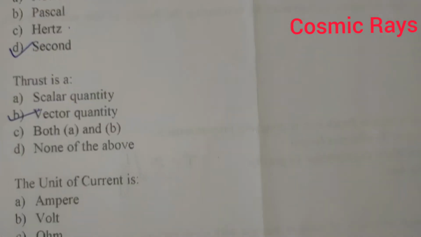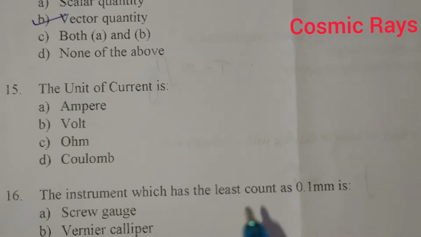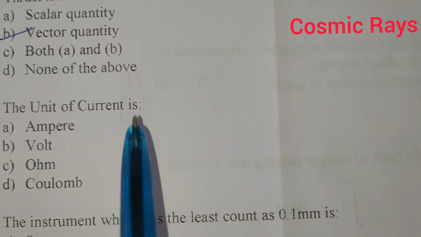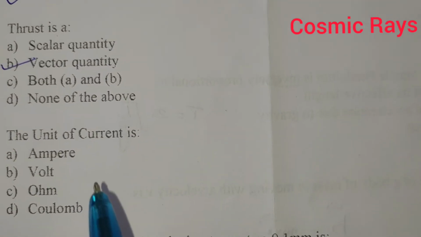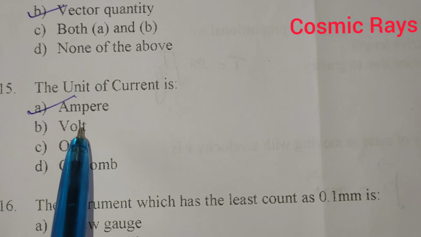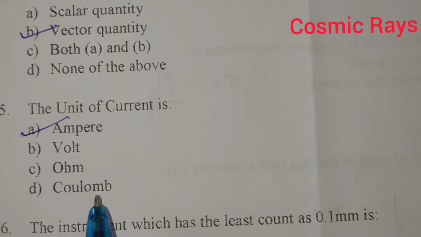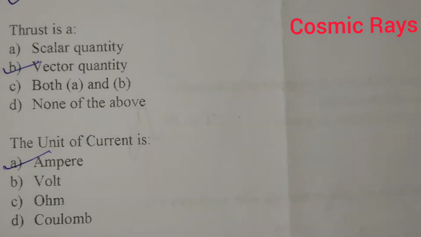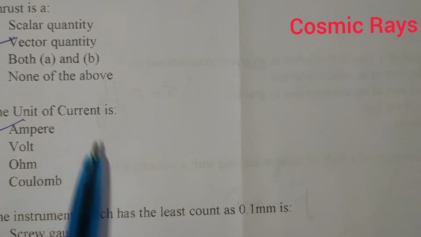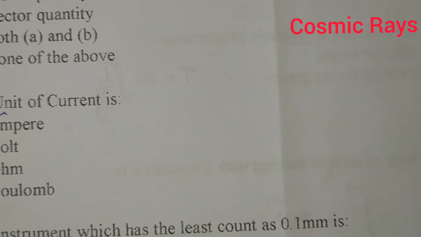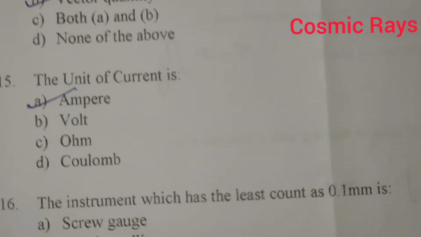Now the next question is about the unit again, and it says the unit of current is. So the unit of current is ampere, volt is for potential difference, ohm is for resistance, and coulomb is for charge. Please remember that, because based on the unit any topic can be asked, so it's better that we know the units thoroughly.